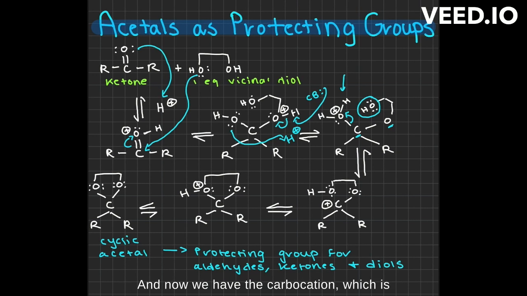And now we have the carbocation, which is going to be attacked by this oxygen. And that's going to form this little ring structure that we're seeing. And the last step is for the conjugate base to deprotonate this oxygen and neutralize it. And this here is the cyclic acetal.